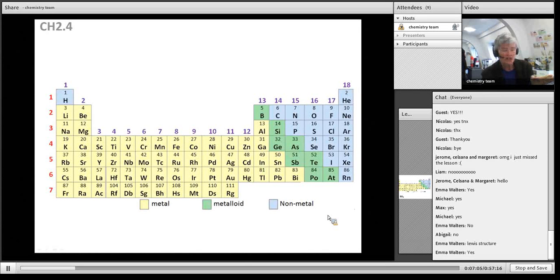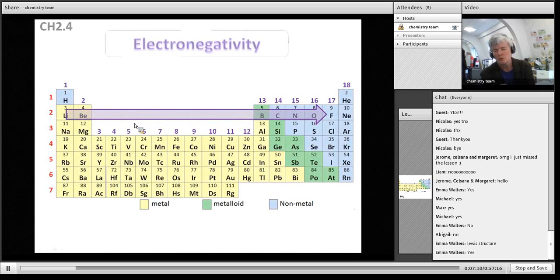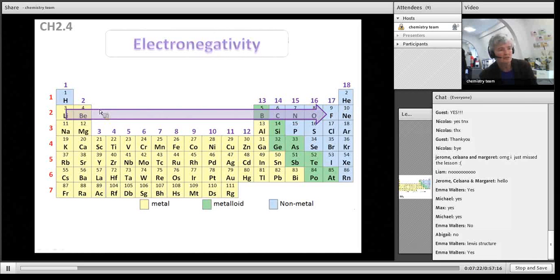You'll do this trend in detail next year, but pretty much if you want to know what is going to be more electronegative than something else, the electronegativity increases as we go across a row or across a period. So a row is a horizontal row, and that's called a period, and it also increases up a group. So the columns are groups, and so what would be the most electronegative element?